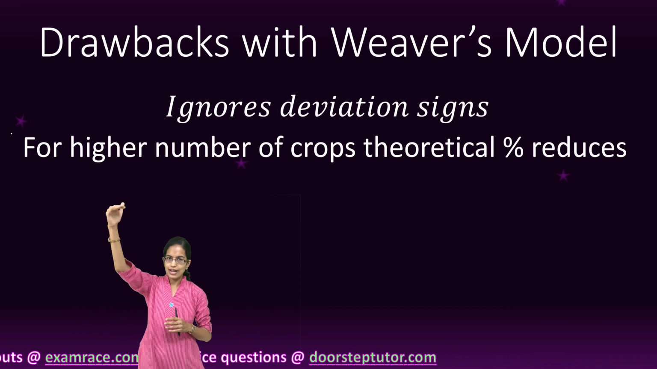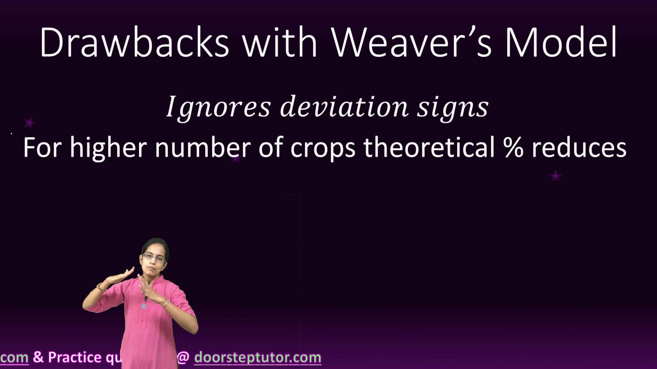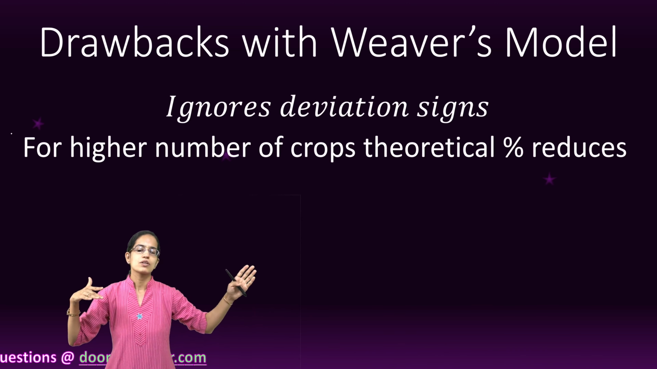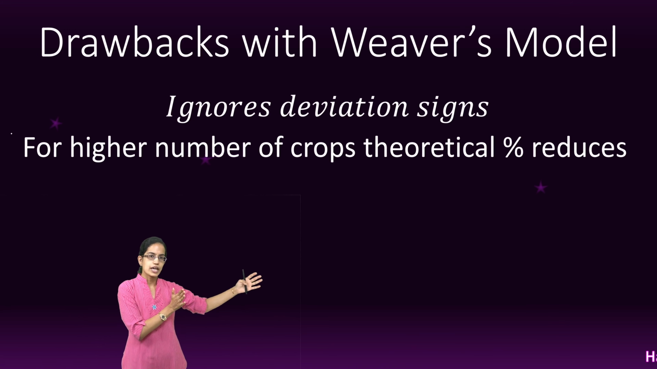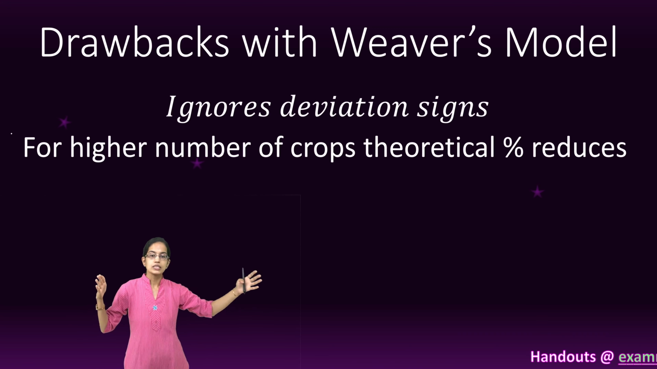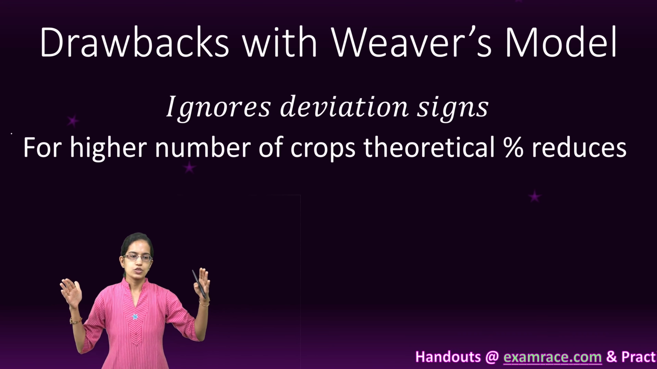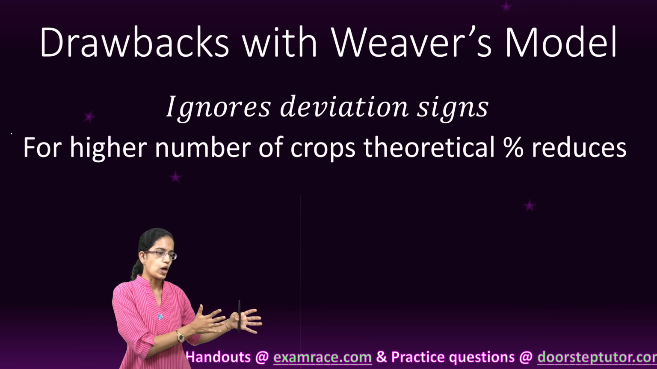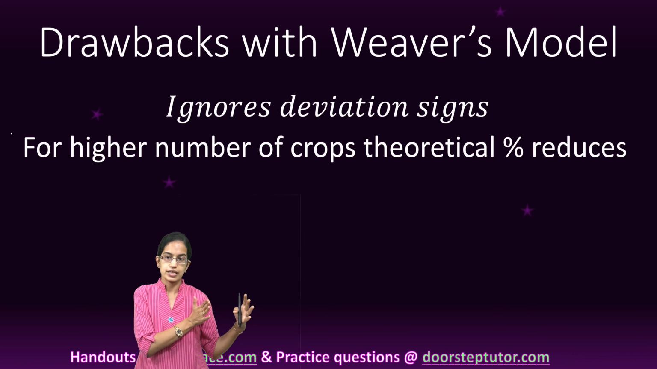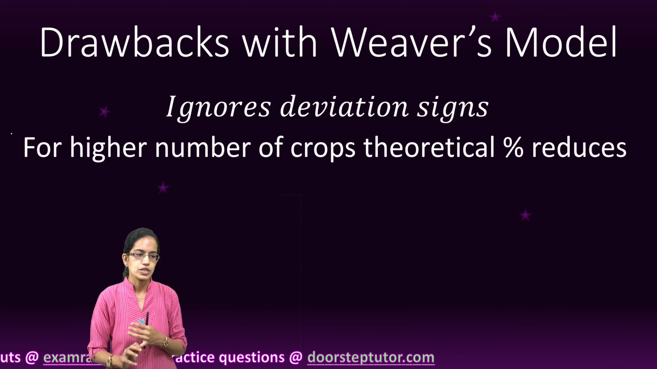We have seen the values were significantly higher, but as we moved with increasing number of crops, the values declined significantly. So towards the end, if the number of crops are too much, there is theoretical percentage which reduces, and so the deviation by the last ones are usually underestimated. So that was again one of the drawbacks.